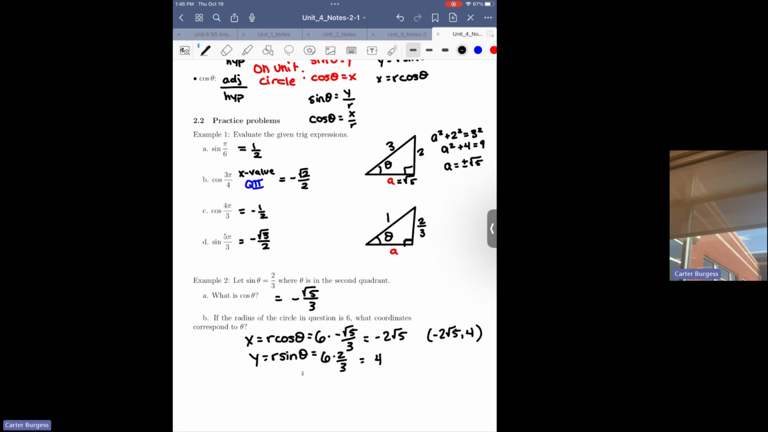Alternatively, what we could have done, and this is totally fine, if this makes more sense to you than just jumping straight to the end of the formula, we know that x over r is cosine of theta. We know what r is, 6. We know what cosine of theta is, we just found it. So x over 6 is equal to negative root 5 over 3. And we're solving for x here. I think this might have been what Sumaran was hinting at, where we're dividing our x coordinate by 6. So we multiply by 6 on both sides to get that x is equal to negative 2 root 5.